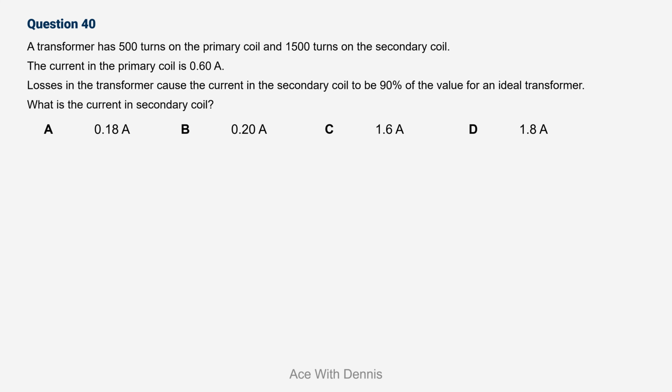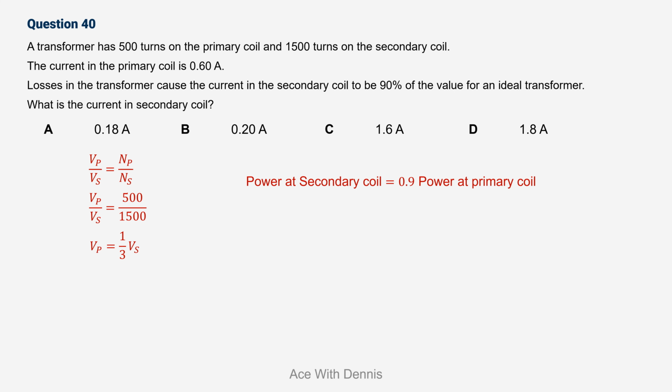So to get the answer for this question, you need to use the transformer formula Vp over Vs equals Np over Ns, where Vp is the voltage of the primary coil, Vs is the voltage of the secondary coil, Np is the number of turns in the primary coil, and Ns is the number of turns in the secondary coil. Then, given that Np is 500 and Ns is 1500, Vp will be equal to 1/3 of Vs.